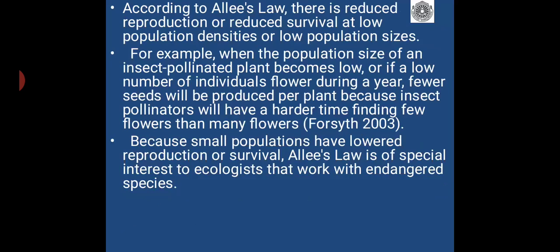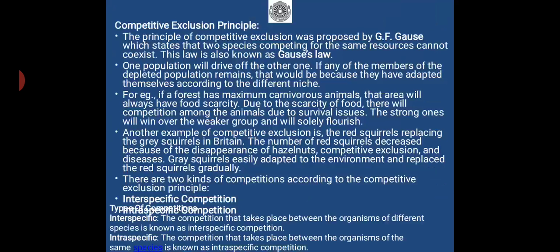Because small populations have lowered reproduction or survival capacity, Allee's law is of special interest to ecologists that work with endangered species. In case of endangered species, the number of individuals present in such populations is very low, and this will be a challenge.